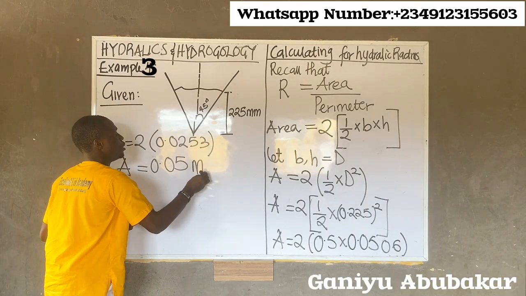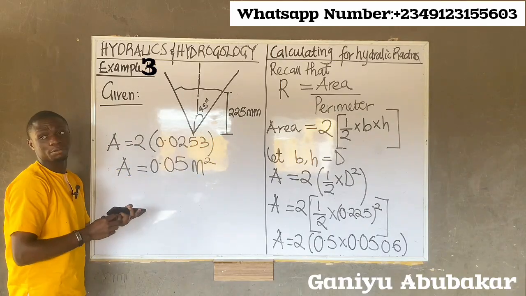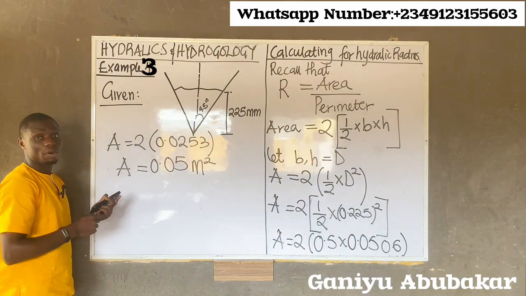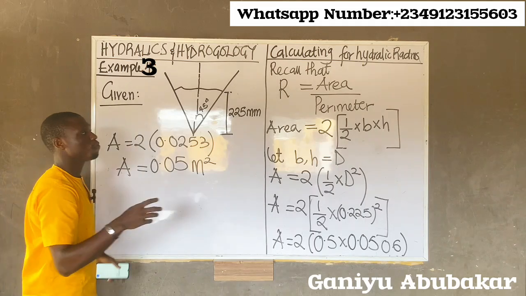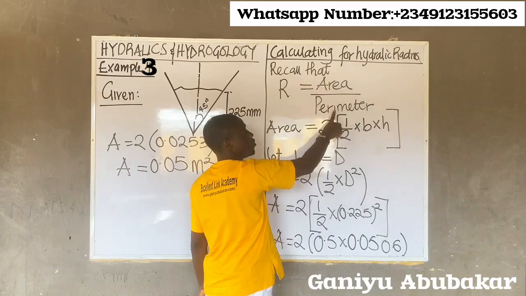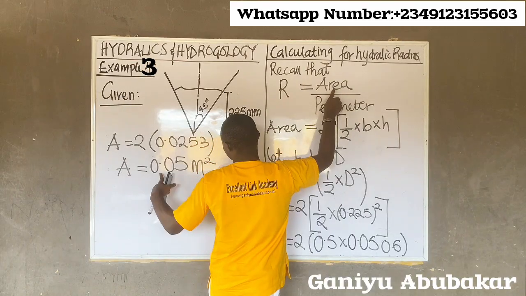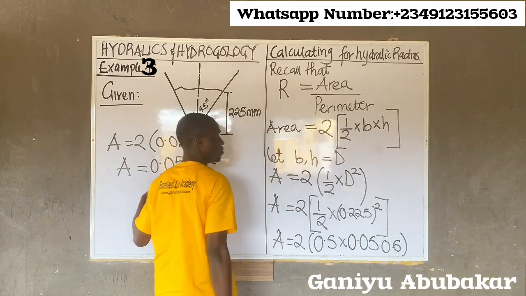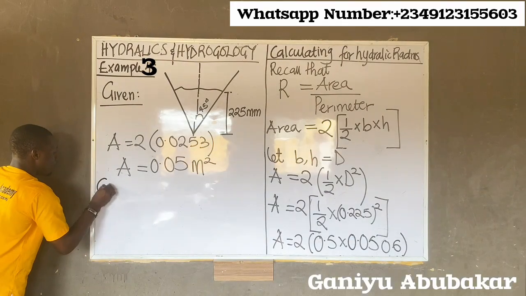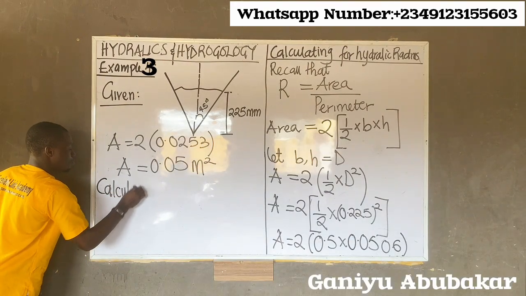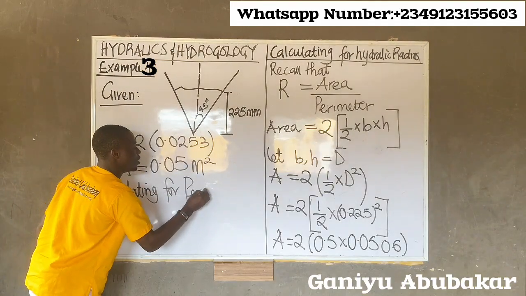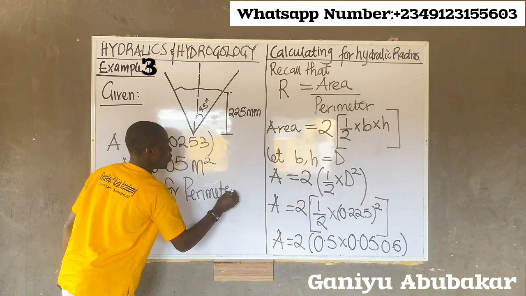In what unit? In meter square, because area is in meter square. So this is the value for the area of this figure. Are we good? My purpose is to find R, and in R I need two things: area and what? Perimeter. I've gotten area. What next now? The perimeter. All right, so let's do calculating for perimeter.